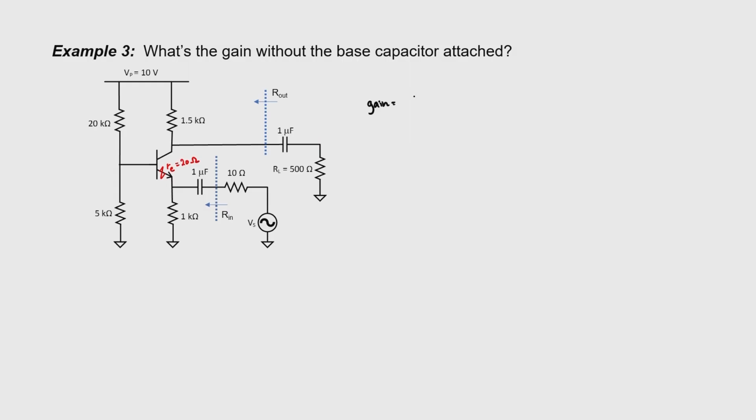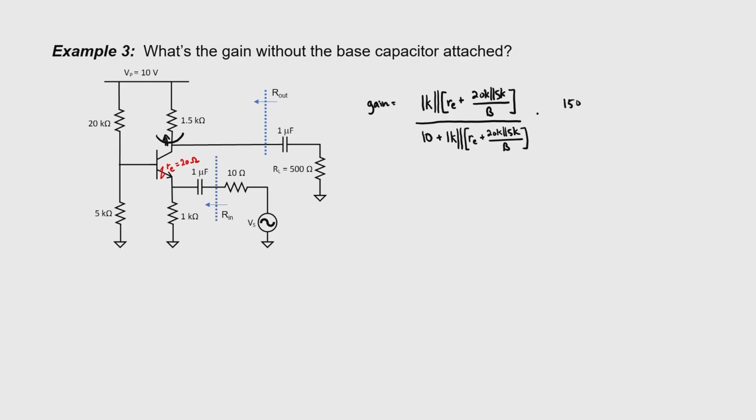We're going to first have an input voltage divider. Our input impedance is going to be 1 kiloohm in parallel with RE, which is in series with our impedance that's reflected from the base side. That's 20 kiloohms in parallel with 5 kiloohms, and we need to divide that by beta, which we can approximate as 100. We have a voltage divider set up by the source resistance, and I'm going to write down my input impedance again.